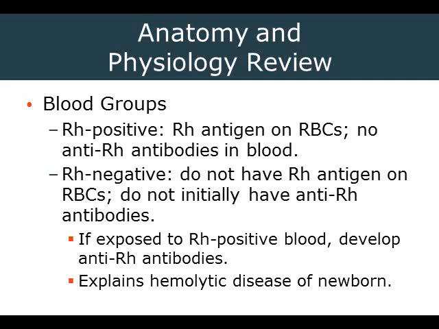RH negative, they do not have the RH antigen on their red cells, and they also do not initially have anti-RH antibodies. However, if they're exposed to RH positive blood, they will develop anti-RH antibodies, and this is sometimes what happens in the case of newborns. So this is why they do a lot of blood typing when a woman is pregnant. They want to make sure that the baby's blood type and the mom's blood types are compatible.